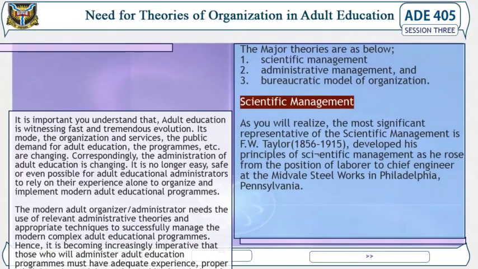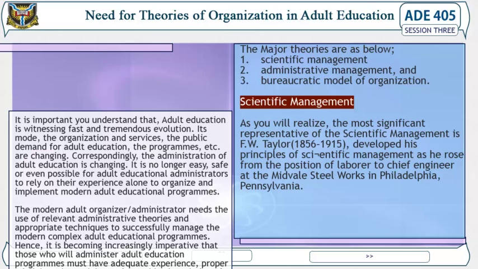Need for theories of organization in adult education. It is important you understand that adult education is witnessing fast and tremendous evolution. Its mode, the organization and services, the public demand for adult education, the programs, etc. are changing correspondingly. The administration of adult education is changing. It is no longer easy, safe, or even possible for adult education administrators to rely on their experience alone to organize and implement modern adult educational programs.